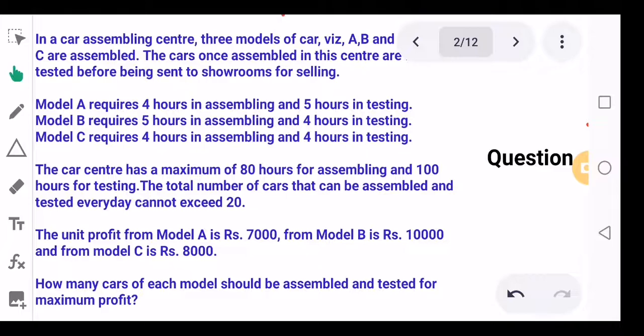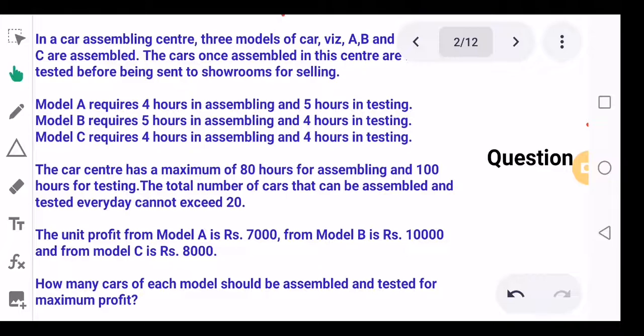So what's our objective here? Objective is very clear. They're saying that the objective is getting maximum profit. And how do we get it? By the sale of cars, by assembling and testing the cars. So how many cars should be assembled and tested is what we need to figure out.